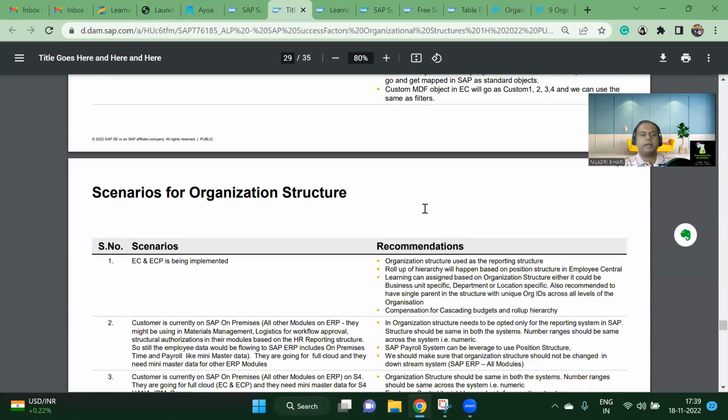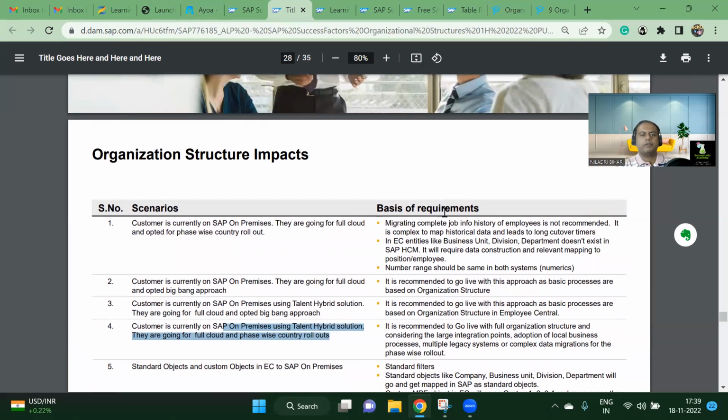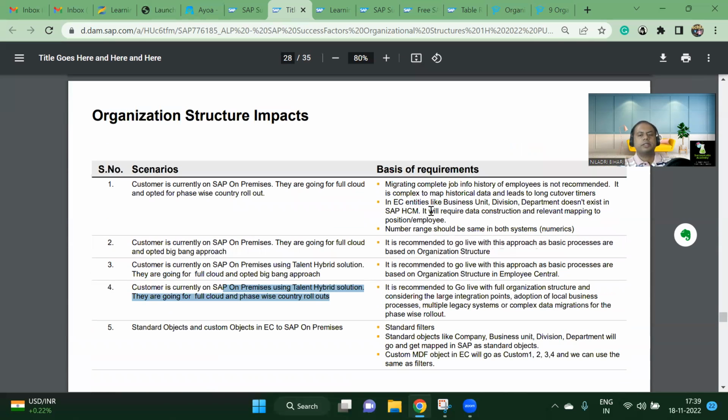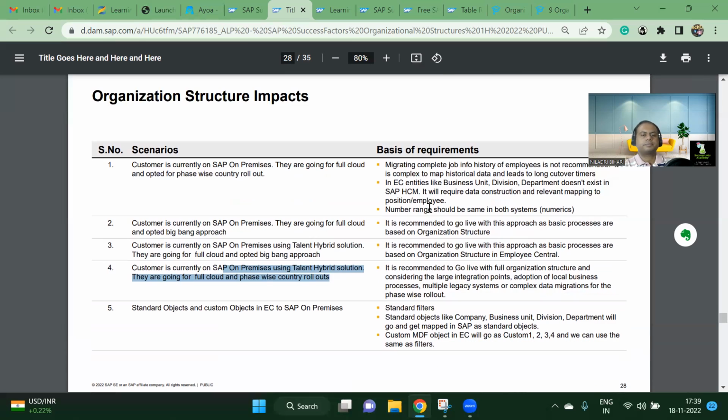This was for org structure impacts based on the different inputs we have received. So the next one is the org structure impacts. Here we talked about the different scenarios again, like the customer is already on-premise and they are going for full cloud, but phase-wise. So what should be the typical requirements? Then we have recommendations or basic requirements like here. The number should be the same, your division, department. They do not exist in OM data, so you have to configure it. Okay. Similarly, customers currently on SAP premise, they're going for a full cloud.